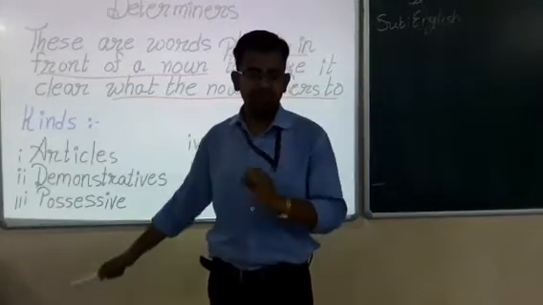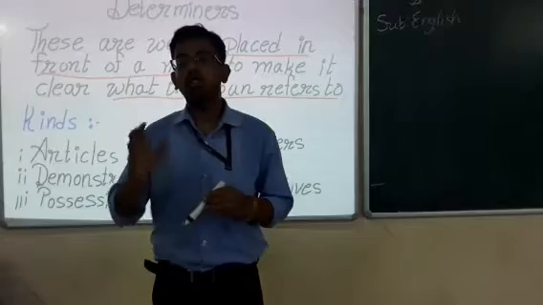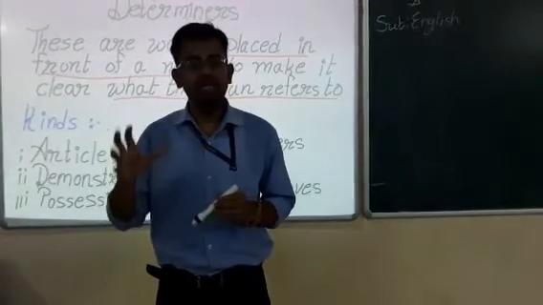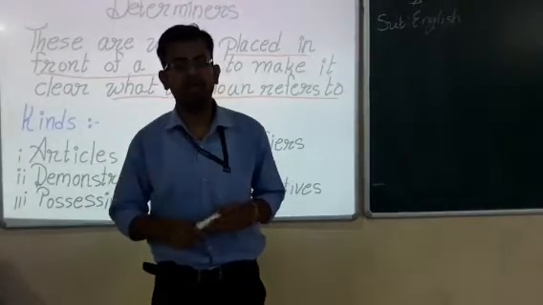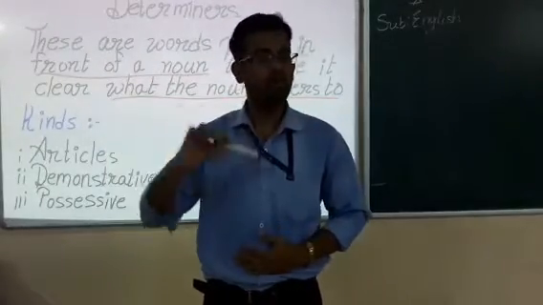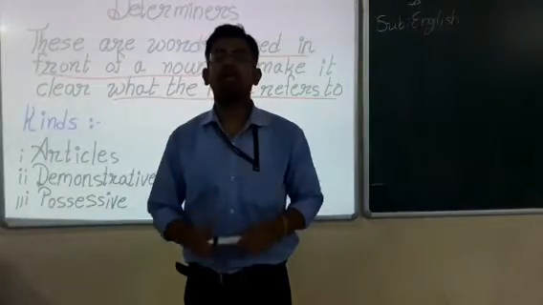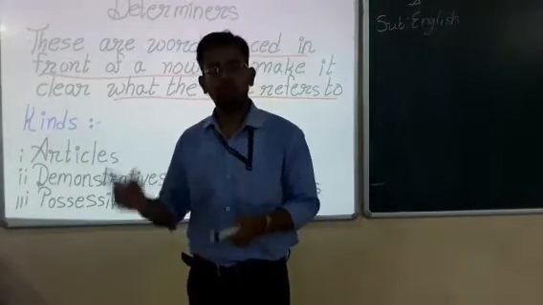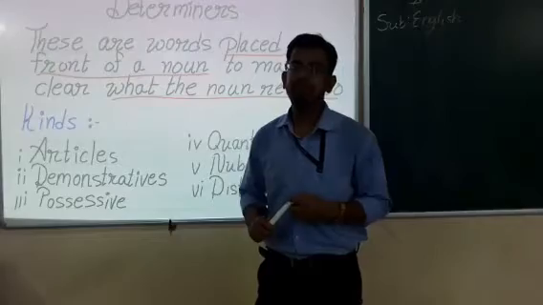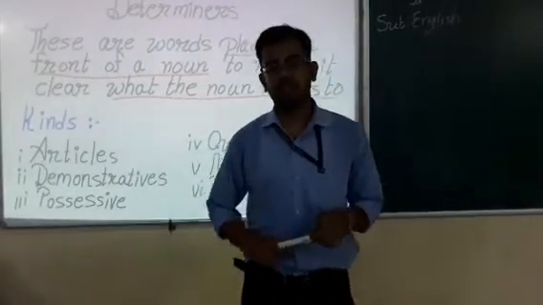Next, possessive determiners. Possessive determiners are those that show possession. For example, my pen. My is showing possession. Your book. The word your is showing possession. So this kind of determiners are called possessive determiners.